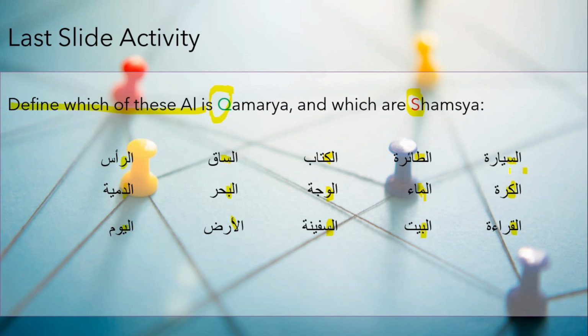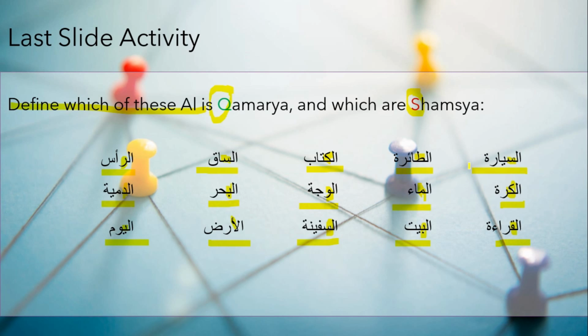So what are the meanings first before we start? السيارة, the car. الطائرة, the plane. The book, the leg. The head, the ball. The water, the face. The sea, the doll. The reading, the house. The ship, the land. The day. So these are the meanings.